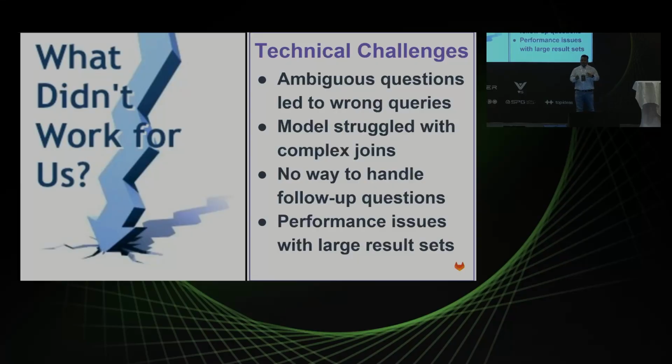So the models struggled with complex joins when people started asking complex questions, like in the previous talk, where a big question was asked, and if you don't have a proper semantic layer, that question would struggle and it was not working. There was no way for us to handle a follow-up question. In the Cortex world, you have an open-ended experience where you can keep asking follow-up questions on top to keep the conversation going. That was not there. And there was a performance issue for us with large result sets.